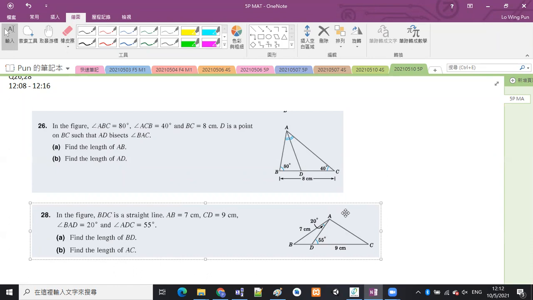For example, in part A, I want to find the length of AB. I need to think which triangle should I choose to apply which formula to find the length of AB. AB belongs to triangle ABD, and also belongs to triangle ABC. So you have two options to choose. Then you need to see which triangle provides more information for you to do the calculation.